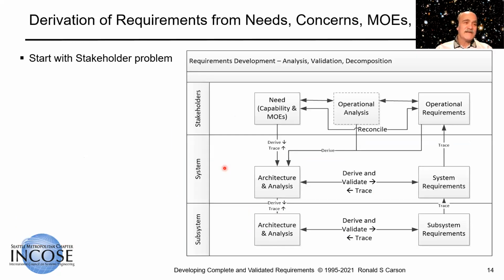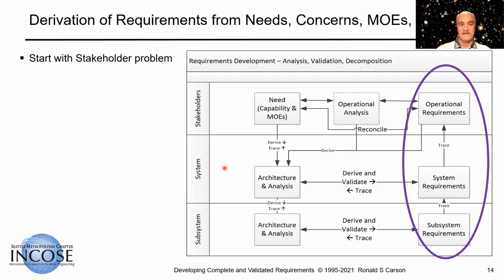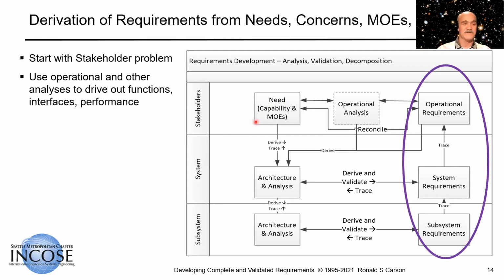And the methodology is that we want to derive that content from analysis. We start with the stakeholder problem. We don't start with the requirements because where did the requirements come from? Well, they came from somebody thinking about, well, what's the problem? What's the need? And how are we going to resolve that? Too often, we just decompose requirements. And when we do that, we end up with requirements that may not agree with the need, may not satisfy the need in terms of functional capability, measures of effectiveness, and other constraints.